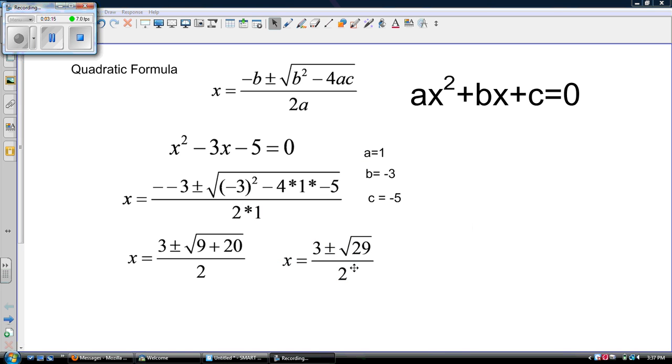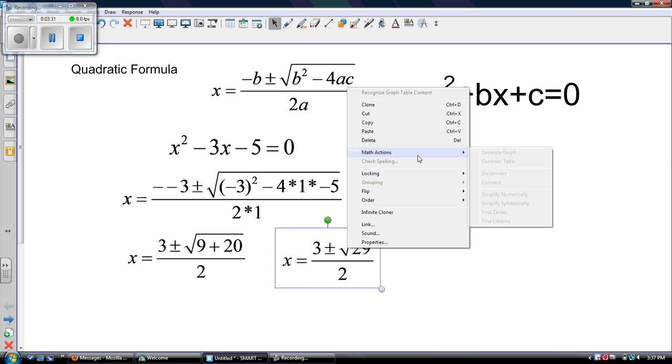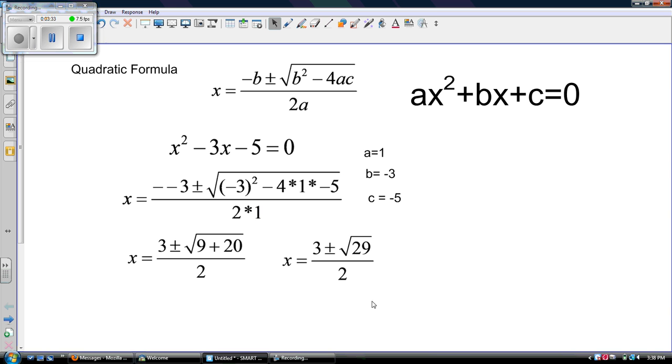So that's why there's 2 answers, because when you separate them, you have 3 plus the square root of 29 over 2, and then you have 3 minus the square root of 29 over 2. So both of those are the answers, and if you simplify those out, you'd have the actual decimal approximation. So there's that first one.